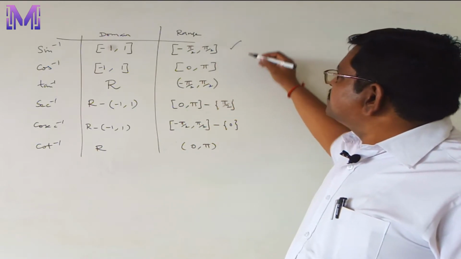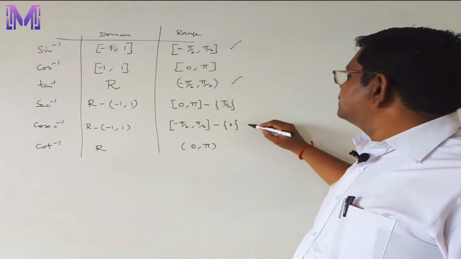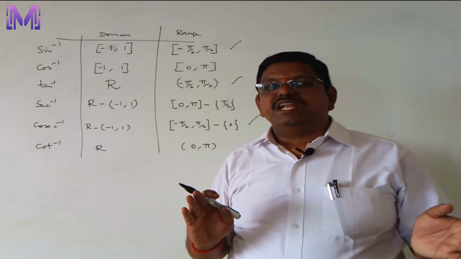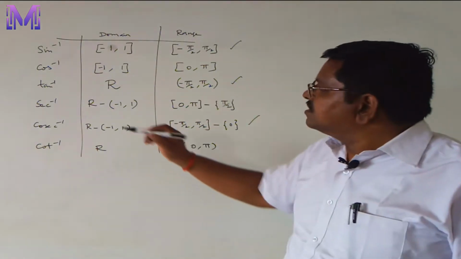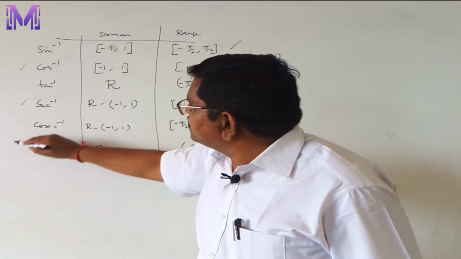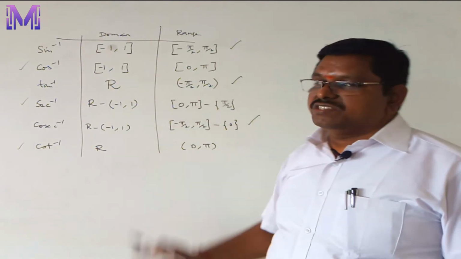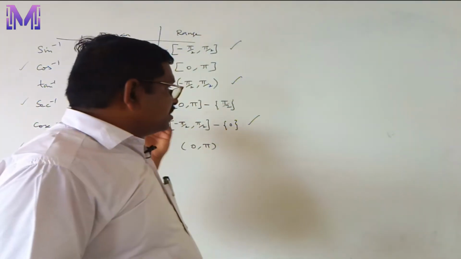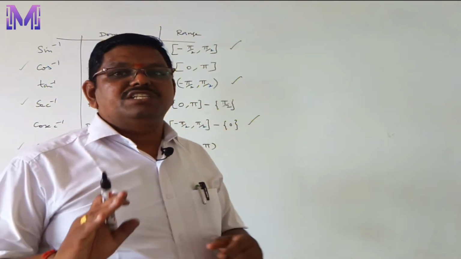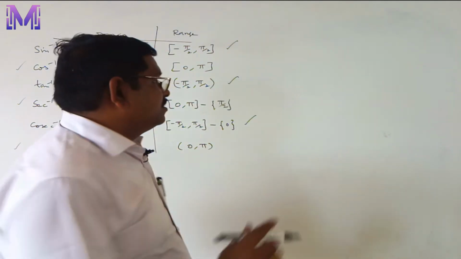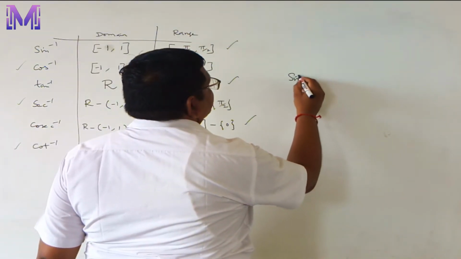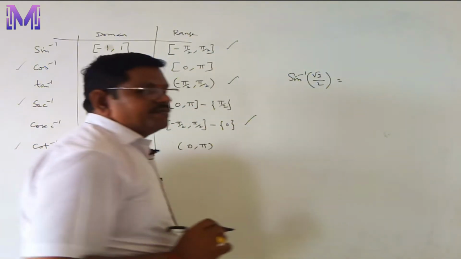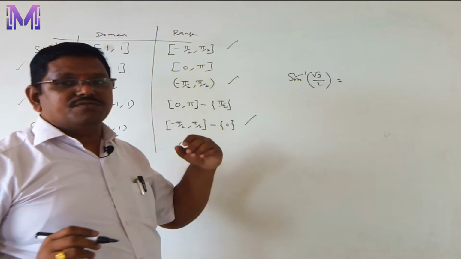You have to note down that sine inverse, tan inverse and cosecant inverse take values between minus pi by 2 and plus pi by 2, whereas cos inverse, secant inverse and cot inverse are between 0 and pi. This you have to remember always. Now using this technique, how can we find the principal value of a given function? Suppose the question is sine inverse of root 3 by 2. You have to find its principal value.